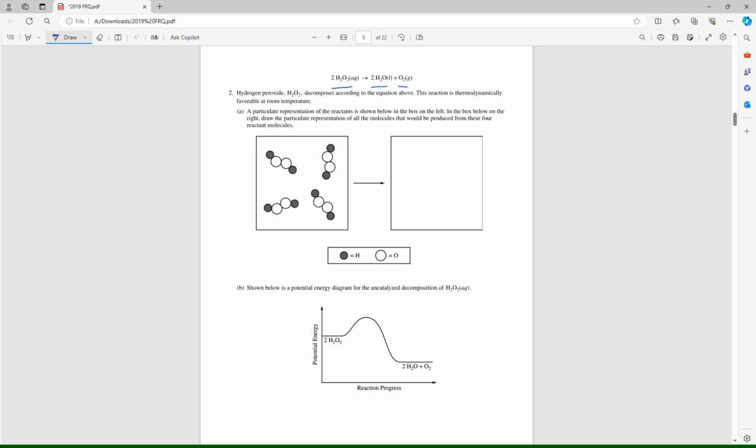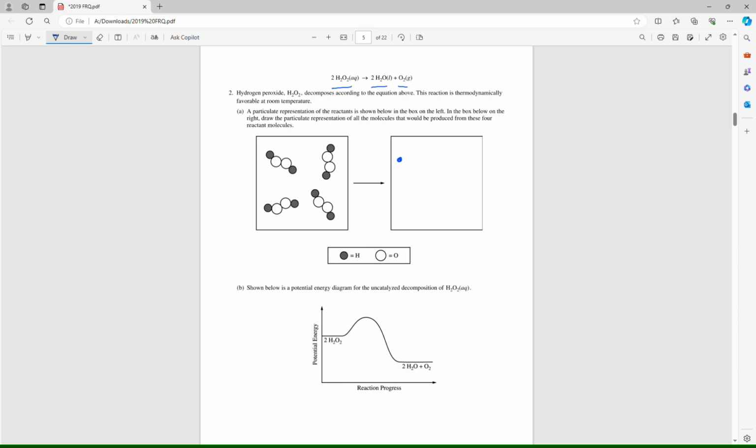Particle representation of the reactants is shown below in the box on the left. In the box below on the right, draw the particle representation of all the molecules that would be produced. All right, so we're given 4 H2O2s. So it's twice this balanced equation, right? 4 H2O2, 4 H2O, and 2 O2, because we have twice the number of H2O2s as we do in this balanced equation. So that would mean we're going to make 4 H2Os and 2 O2 gases.